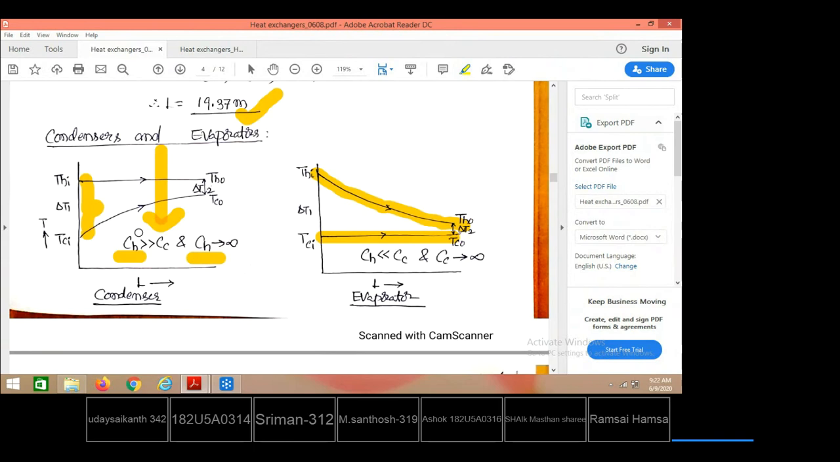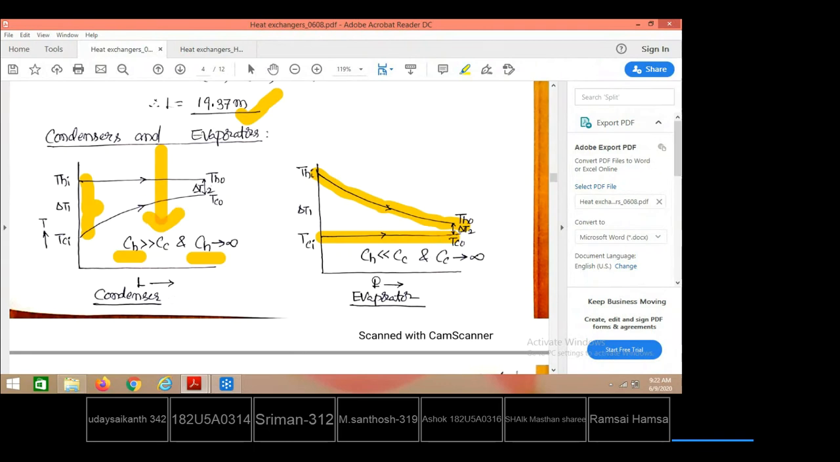Temperature just increases. In the case of condenser and evaporator, these are the differences we can see. In the case of condenser, the hot fluid, that is vapor at 100 degrees centigrade, started to condense to liquid at 100 degrees centigrade. So the hot fluid, vapor, is maintaining constant temperature in the case of condenser, whereas the other fluid, the cold medium, is simply increasing its temperature on receiving the heat.